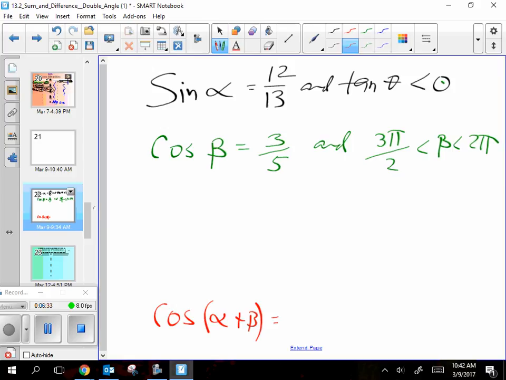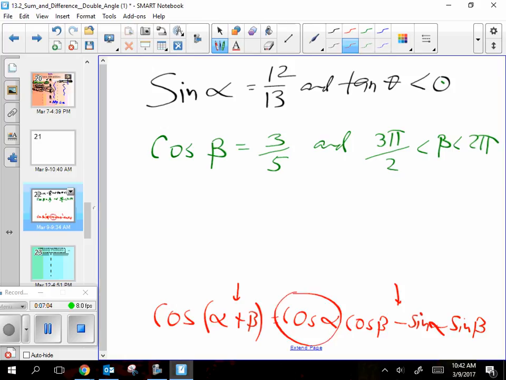Yes, sir. Cosine alpha, cosine beta. Minus. Notice this is the opposite sign from that. Okay, keep going. Sine, was that alpha or beta first? Sine alpha and sine beta.